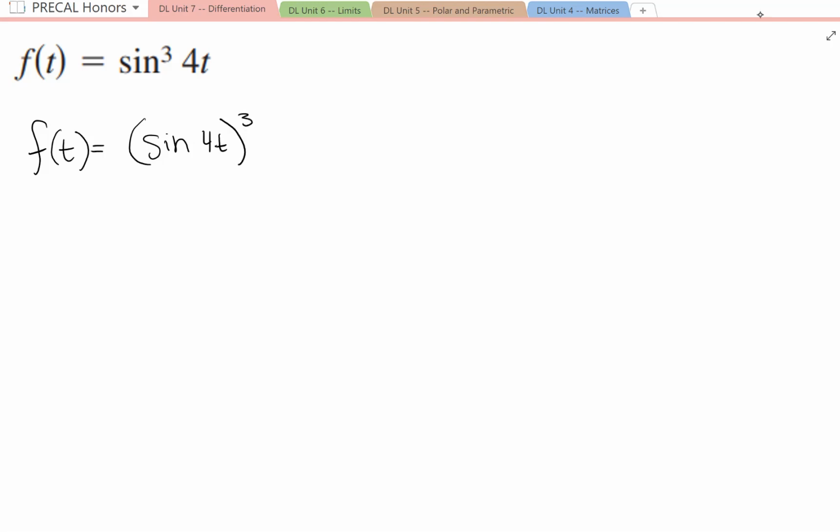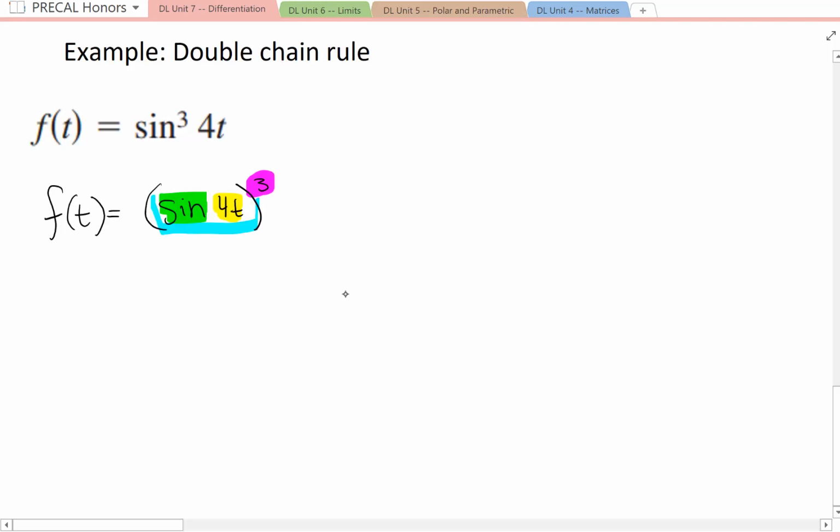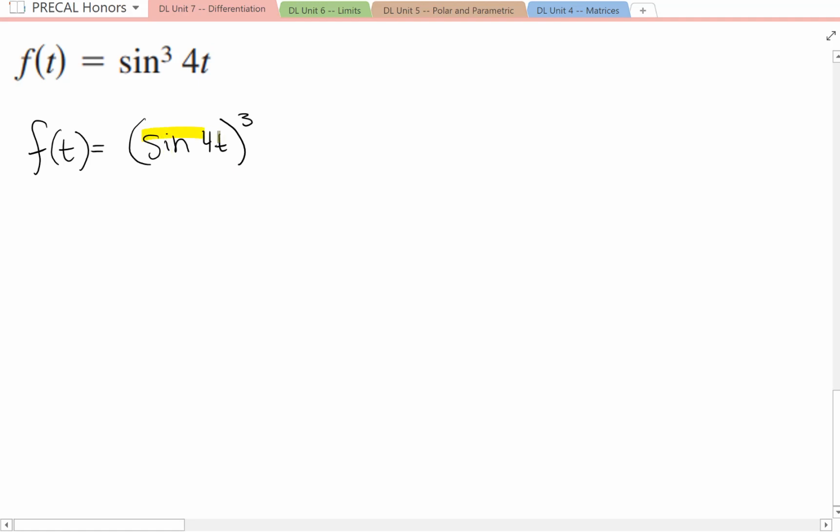Wait, is there a double composition happening here? So you've got the 4t is inside of the sine, but the sine is inside of the cube. So what do we do? Double chain rule. So my first inner function is sine of 4t as an entire thing. Then we'll do the sine and 4t separately later. The outside function is being cubed. So that's what I'm going to start with.